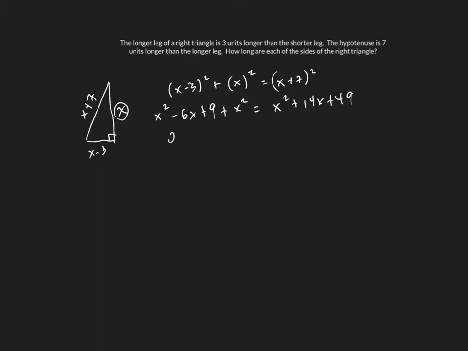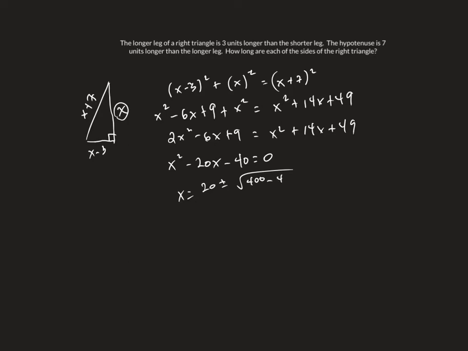So what I'm going to do here is combine like terms. And then I'm going to move everything to the same side, because that's what you need to do for the quadratic formula. So I'm going to subtract x squared from both sides. 2x squared minus x squared is x squared. I'm going to subtract 14x from both sides. And I'm going to subtract 49 from both sides. And then I'm going to hit the quadratic formula. So x equals negative b plus or minus the square root of b squared minus 4 times a times c, all over 2a.